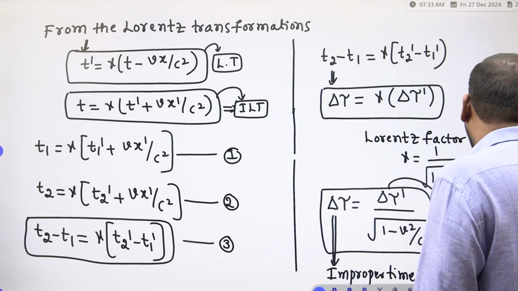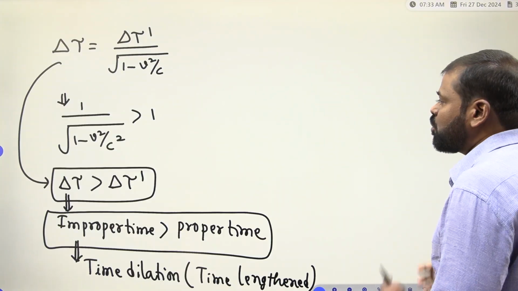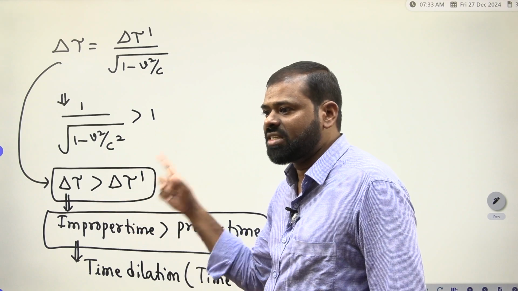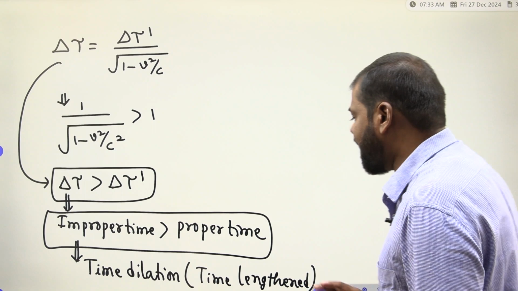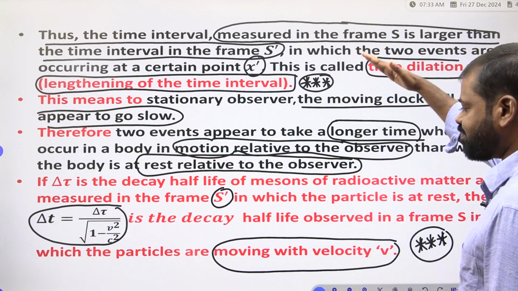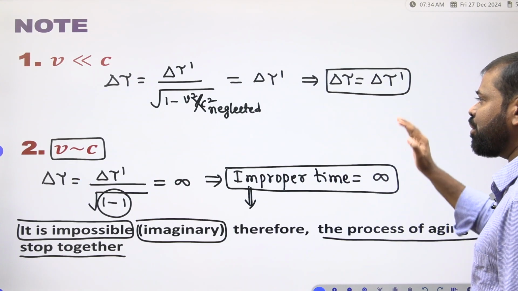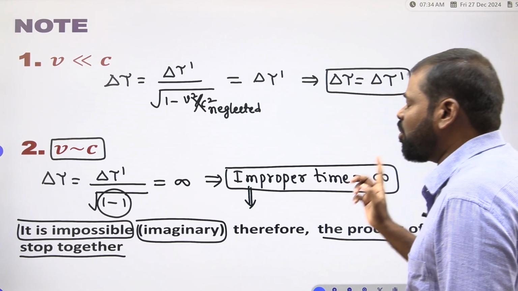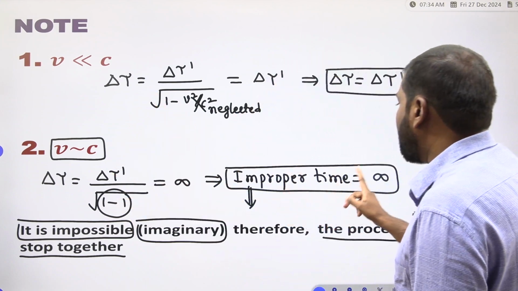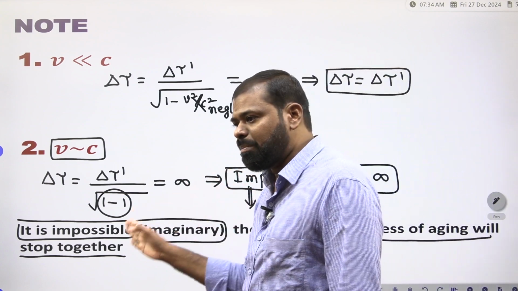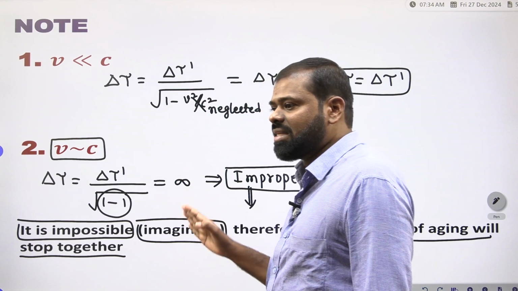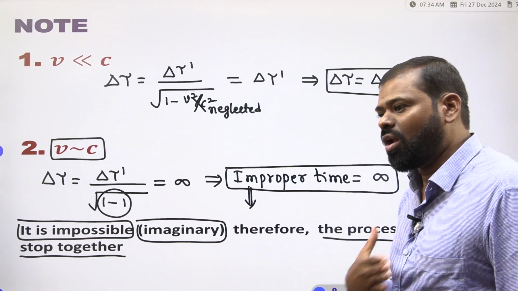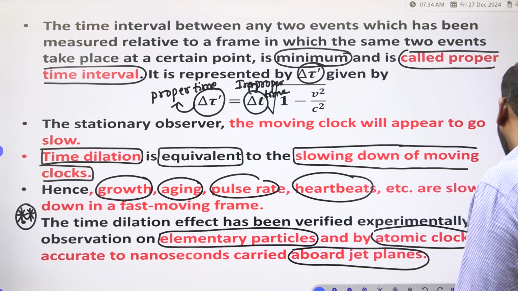By using the Lorentz transformation we get the time dilation relation: delta tau is greater than delta tau dash. Improper time is greater than proper time. Clear? So that is the thing. Now the conclusions of time dilation: when v is much less than c, then delta tau is equal to delta tau dash. Suppose v is equal to c, then the improper time goes to infinity, so it is not possible, it comes as an imaginary quantity. Therefore the process of aging will stop altogether. That is the concept we have to develop, right?